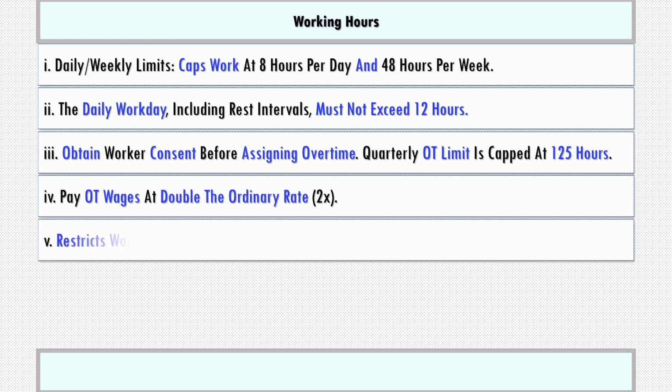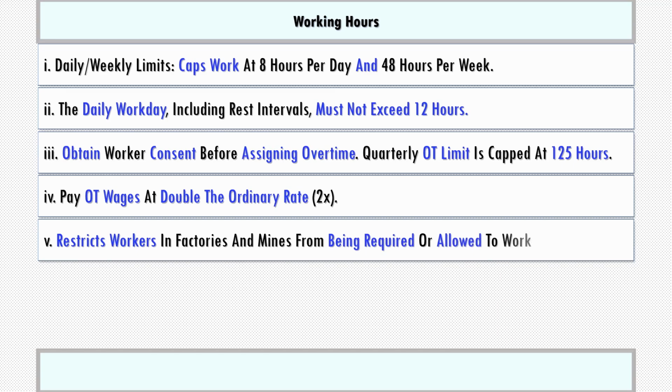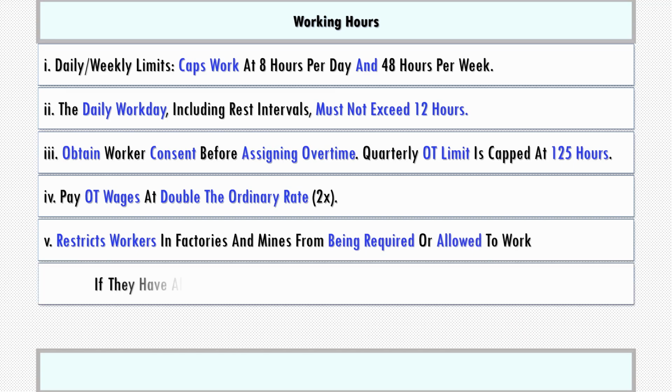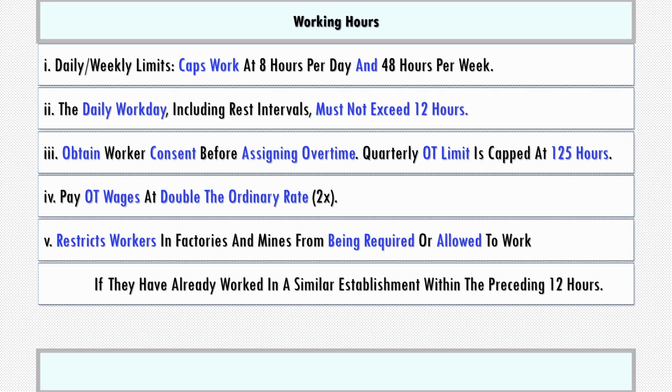The code restricts workers in factories and mines from being required or allowed to work if they have already worked in a similar establishment within the preceding 12 hours, and bans double working.